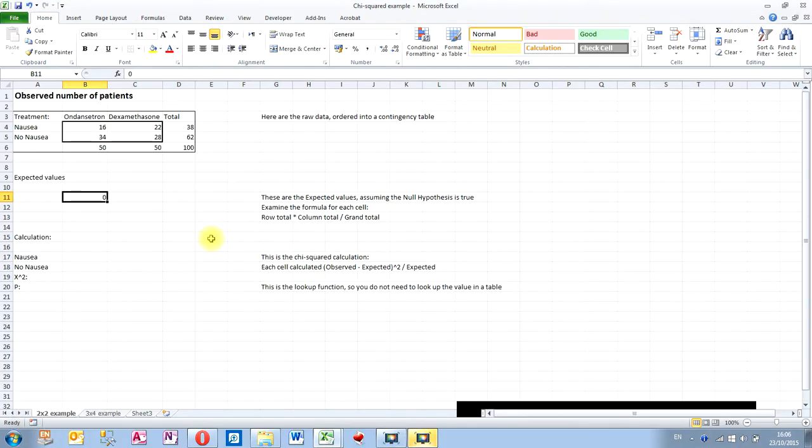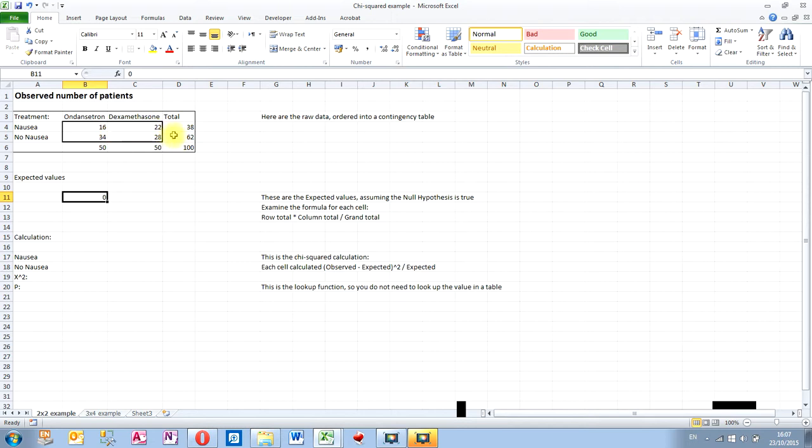In this video, we're going to see how to do a chi-square test on a set of data that have been taken from an experiment where we count up the number of patients who fall into different categories. So here we've given 100 patients, we've divided them into two groups. 50 of them have received ondansetron and 50 have been given dexamethasone. And we counted up in each group how many had nausea postoperatively and how many did not have nausea. Okay, so these are the numbers we have.